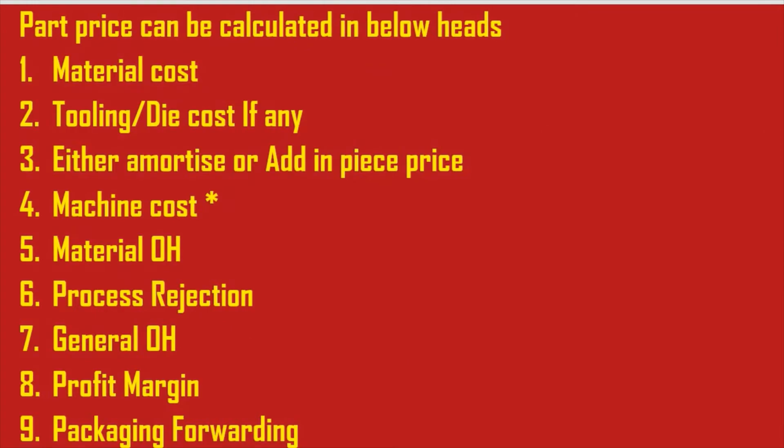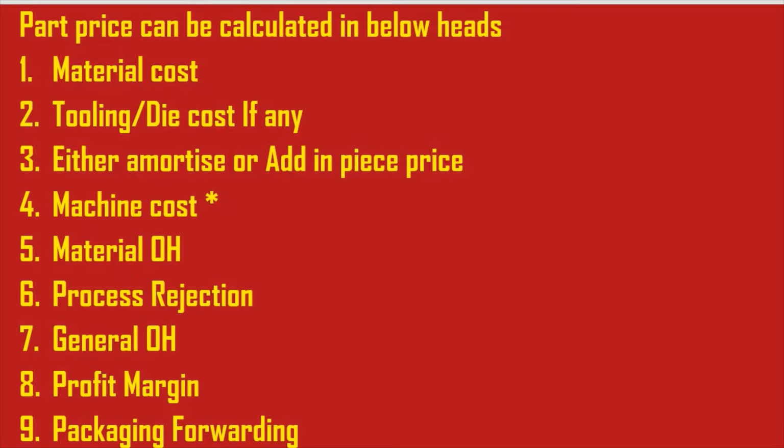One is, as I said, material cost, and then tooling or die cost, which is applicable for plastic, rubber, and aluminum die casting, and also for any kind of sheet metal tooling. Sometimes the customer will give the upfront cost, and otherwise they will ask us to amortize it and add it into the piece price.